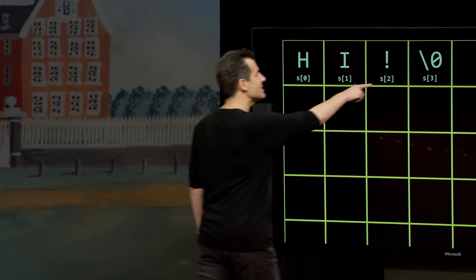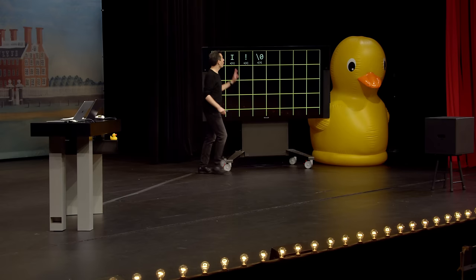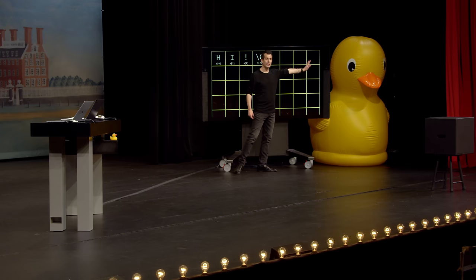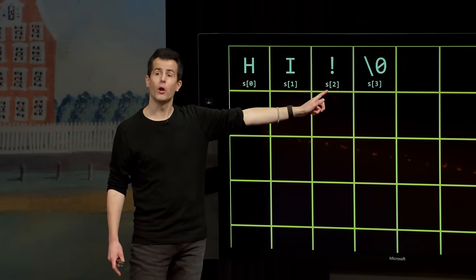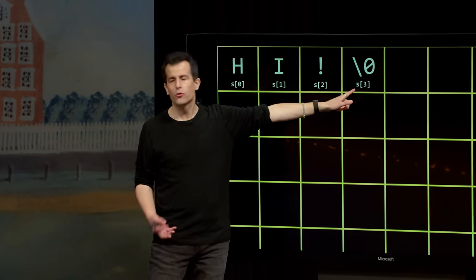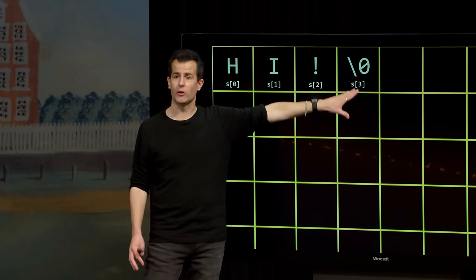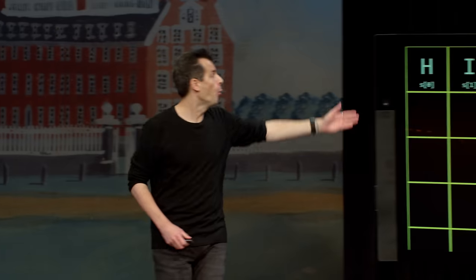Why? Because this is a clue to the computer as to where hi ends and where the next string maybe begins. It is not sufficient to just start printing characters inside of printf one at a time, left to right. There needs to be the sort of equivalent of a stop sign at the end of the string saying, that's it for this string.